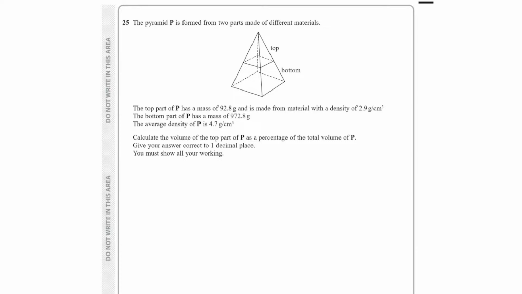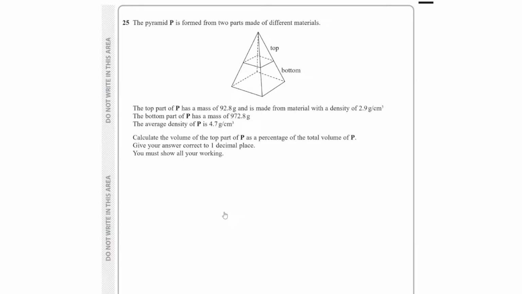Okay, I think we have just 2 more left now. This one, I think 25, is a 5 marker. So the pyramid P is formed from 2 parts made of different materials. So you can see the top and the bottom. The top part of P has a mass of 92.8 grams and is made from material with a density of 2.9 grams per centimeter cubed. The bottom part of P has a mass of 972.8 grams. And the average density of P is 4.7 grams per centimeter cubed.